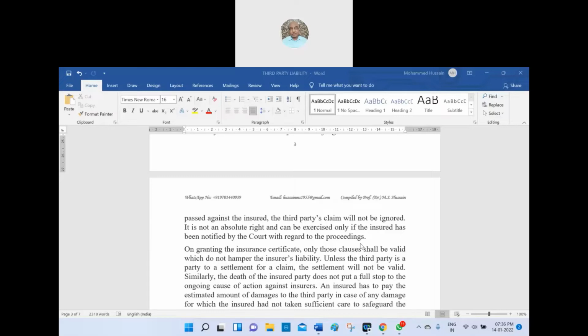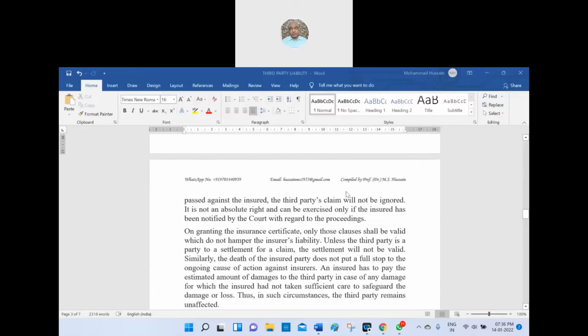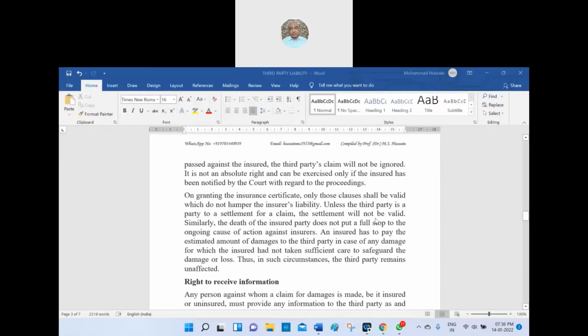It is not an absolute right. It can be exercised only if the insured has been notified by the court with regard to the proceedings. Naturally, wherever the accident occurred, they will bring the notice to the insurance company, number 1. Number 2, at the nearest police station also they will make a complaint to get the FIR. On granting the insurance certificate, who will grant the insurance certificate? Sir? Who will grant the insurance certificate?